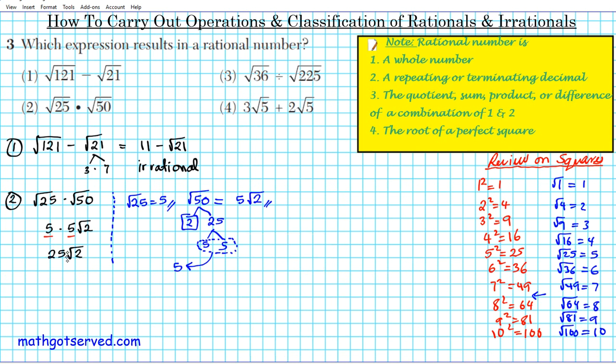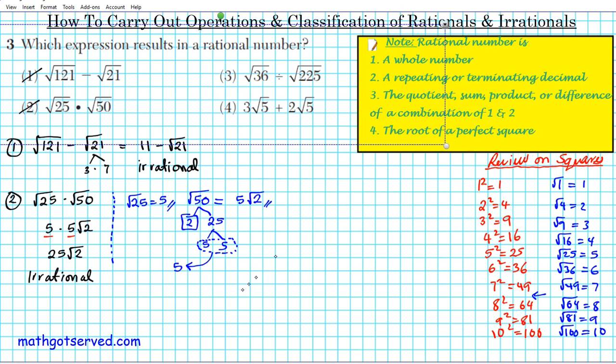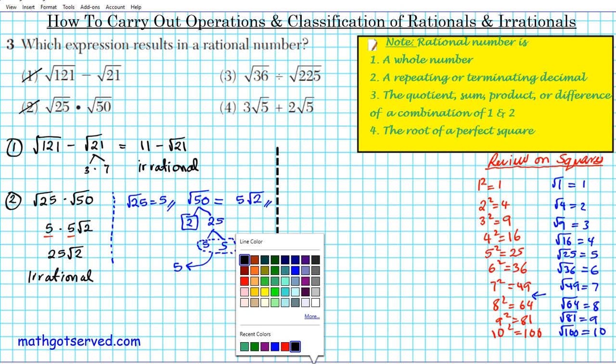Now because of this root 2 component present, guess what? This number is irrational. Remember, we're looking for what's rational. So 1 is not the answer, 2 is not the answer since they're both irrational. So we're going to keep going until we find the rational number. Okay, so let's do this. We're going to move on to 3.